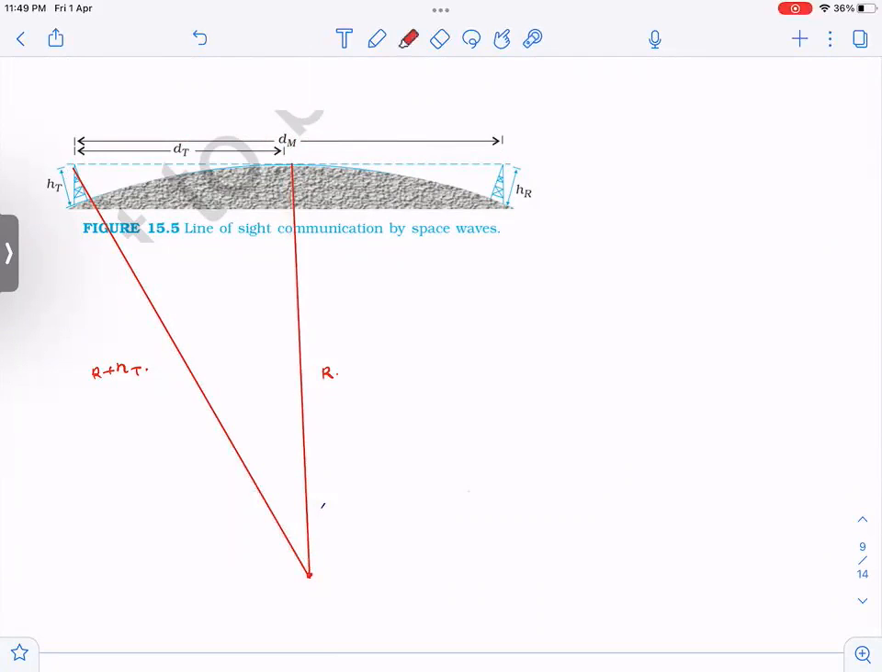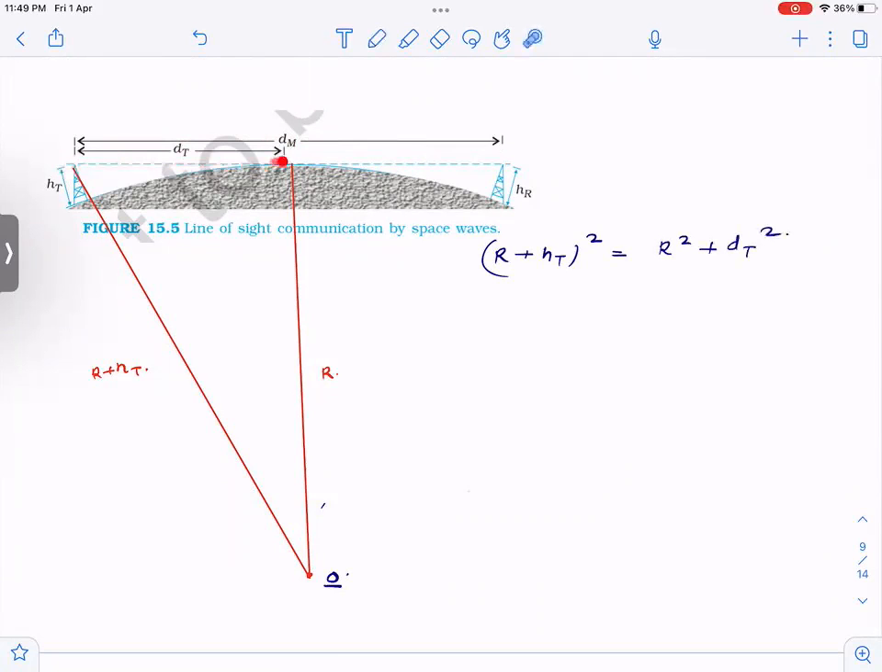This is the center of the earth. Now in this triangle, I'm going to write one line. You will understand what I'm writing. I'm writing (r plus ht) whole square. What is r plus ht? This distance is r plus ht. This is equal to r square plus dt whole square, right?